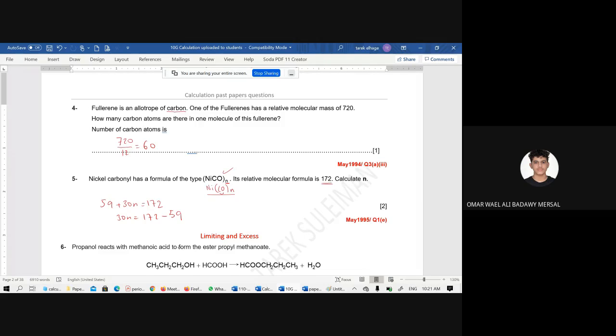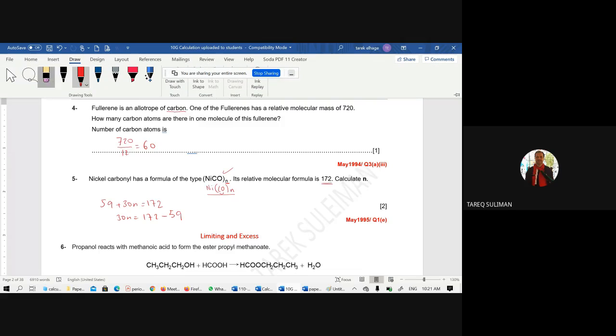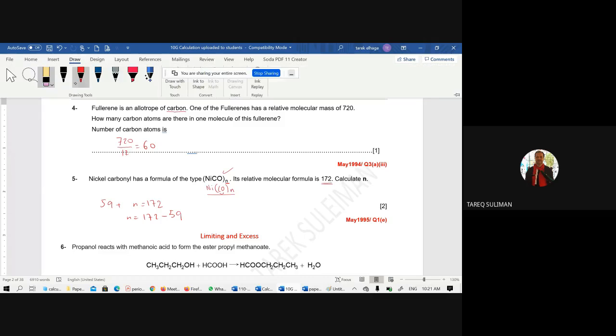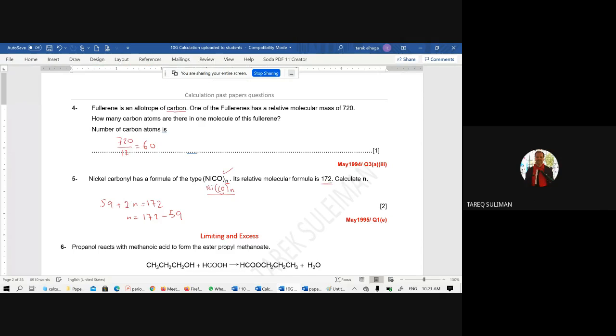Mister, 12 plus 16 is 28. Isn't carbon 12? 28. You are right, I did it quickly, how I wrote this 30. Excellent. So always be with me. It's 28. What is n now? n is equal to 113 over 28. n is equal to 4.